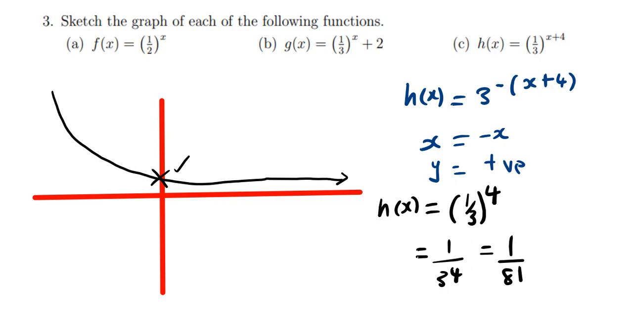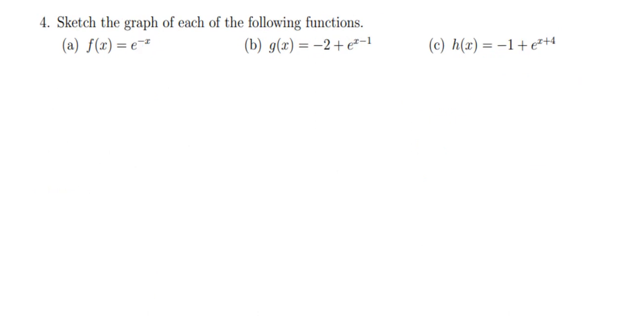But when I do it on a calculator, I'm finding this point as 0.01235, and it's going like that. So that will be that point if we solve it like that. So that's how we're going to solve our C. Now, sketch the graph of each of the following.